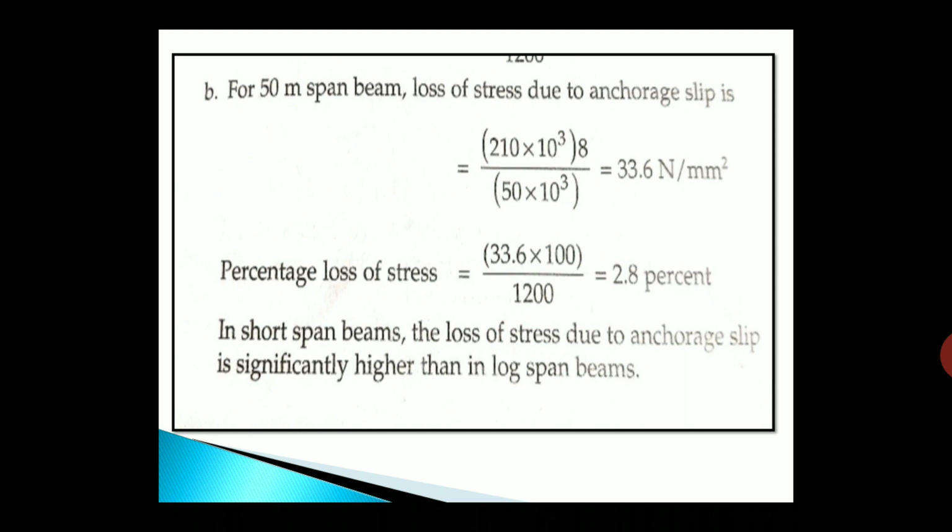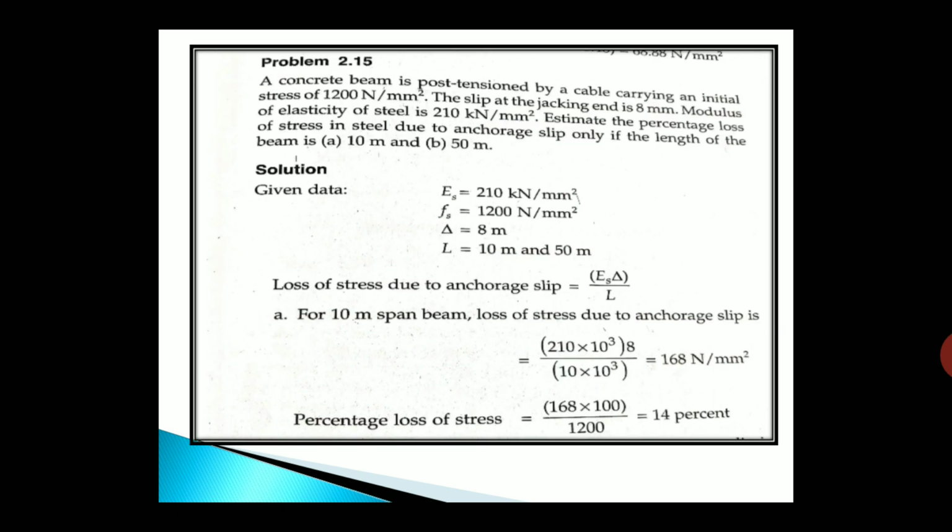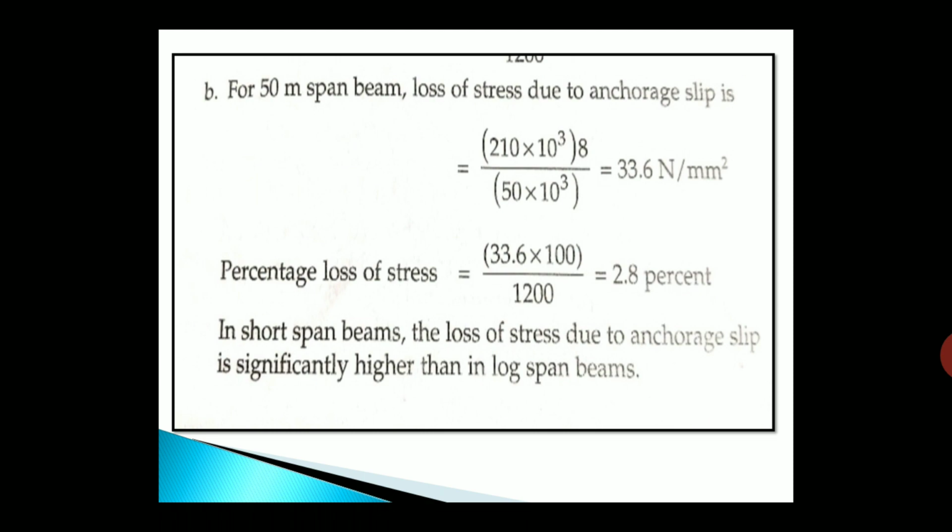We saw here when the beam length was just 10 meters, the loss was up to 14%, whereas when the beam length was increased to 50 meters, the loss is only 2.8%. So I selected this example just to prove that the losses are much higher for shorter length, whereas as the length increases, the loss due to slip decreases.